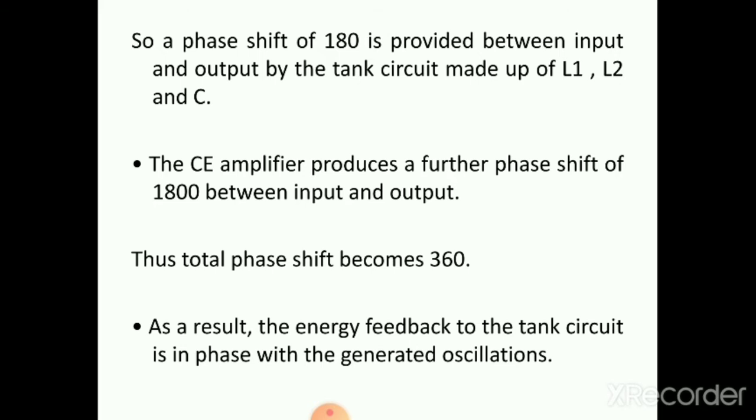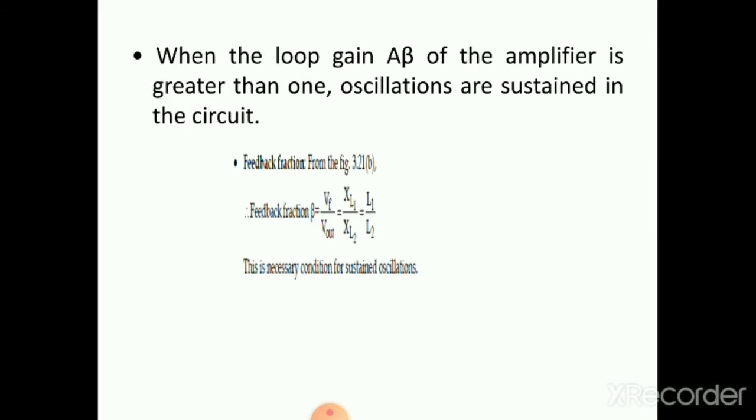In the second point, the CE amplifier produces a further phase shift of 180 degrees, not 1800, between the input and output. As a result, the energy fed back to the tank circuit is in phase with the generated oscillations. So when the loop gain A beta of the amplifier is greater than 1, oscillations are sustained in the circuit. The ideal condition is the Barkhausen criteria, that is A beta equal to 1, but in practice, A beta must be slightly greater than 1 in order to compensate the losses, that is I square R losses. Okay, so it should be greater than 1.